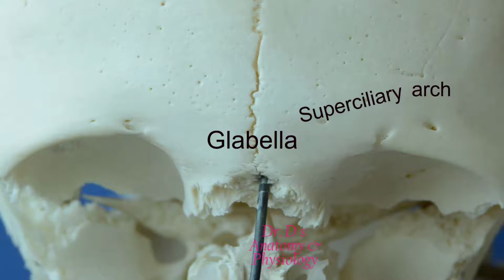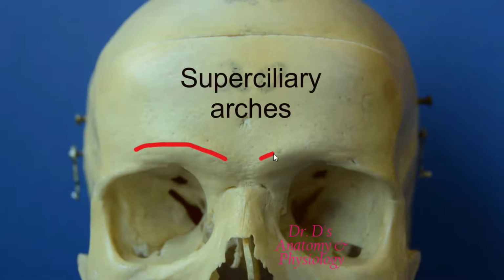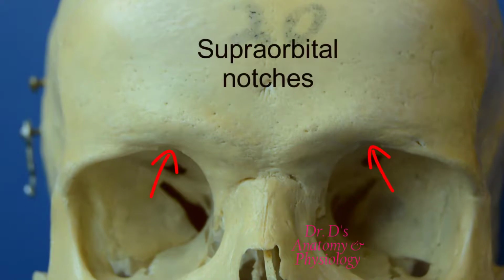But if we take a look at another skull, a masculine skull, we're going to more likely see a more pronounced superciliary arch. So here is a male skull where you can actually see the superciliary arch because it is more pronounced. Notice here that you have very distinct supraorbital notches in this specimen also.